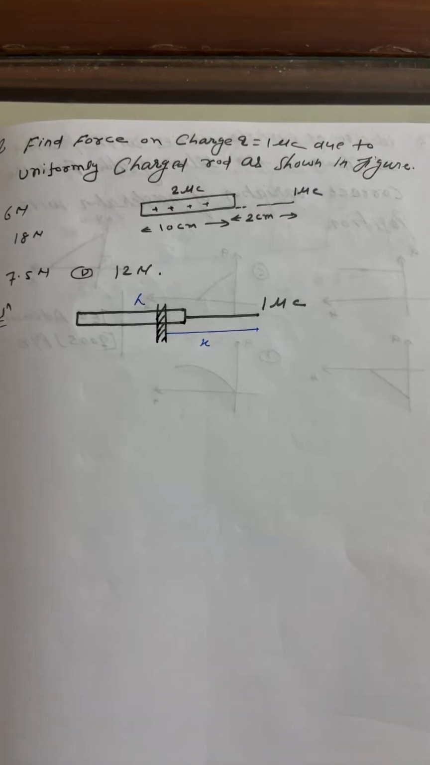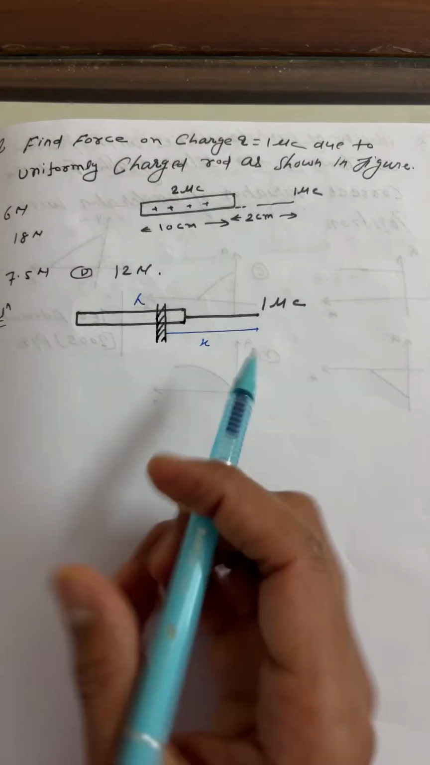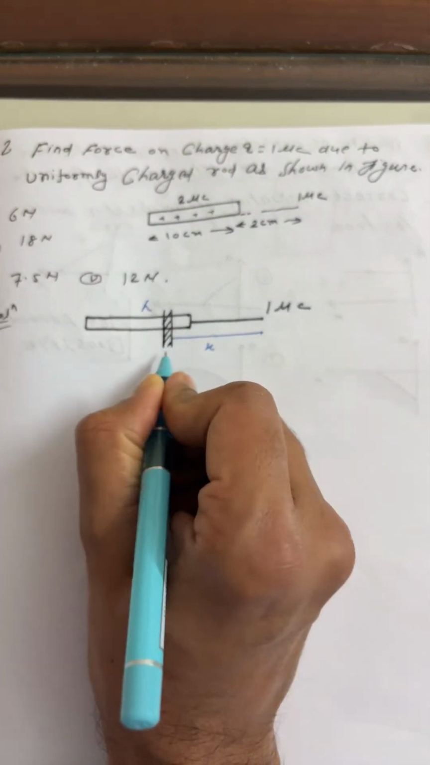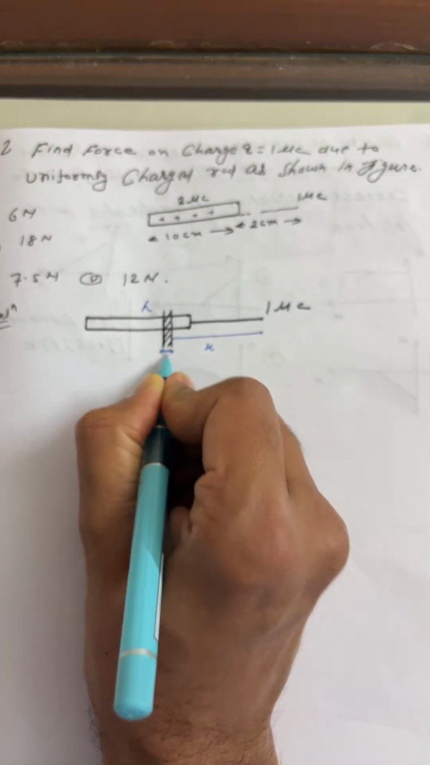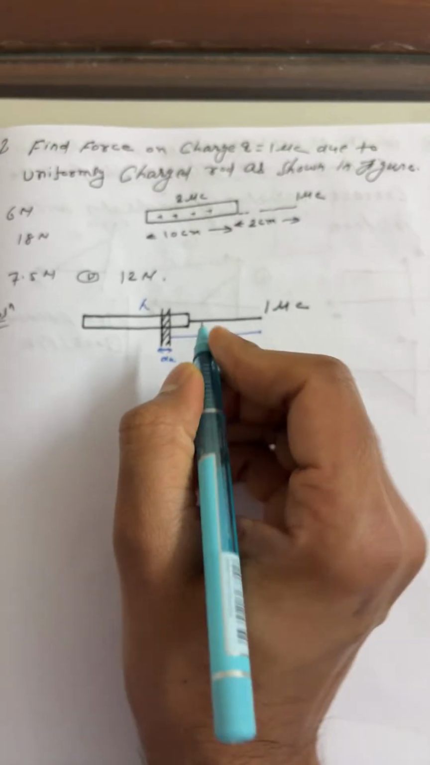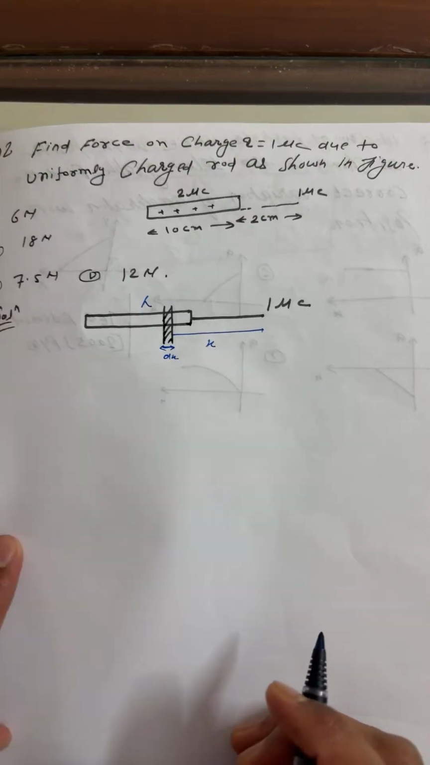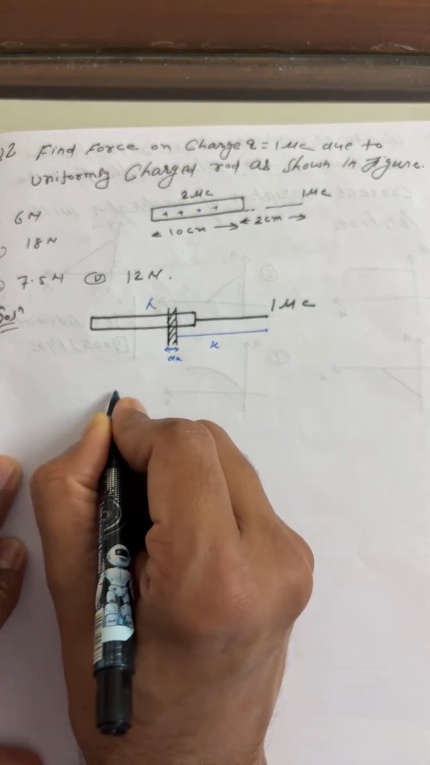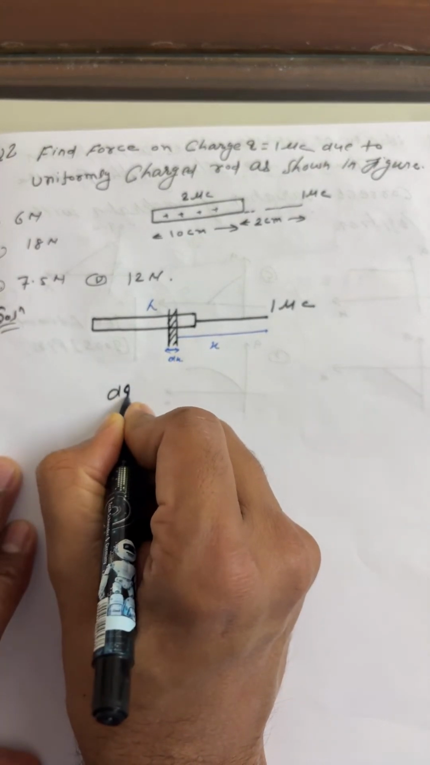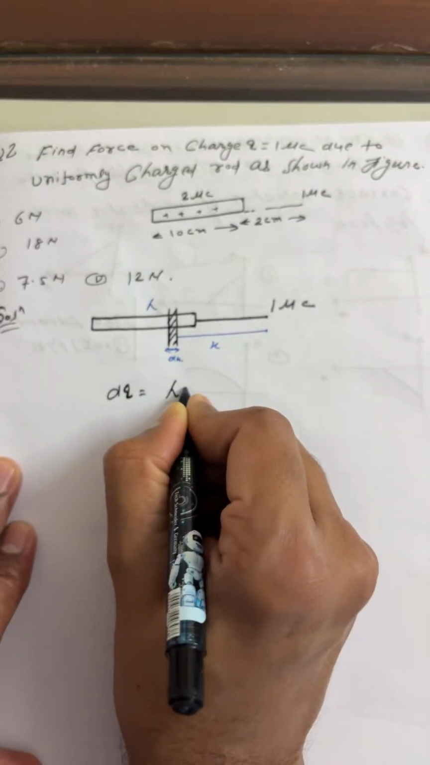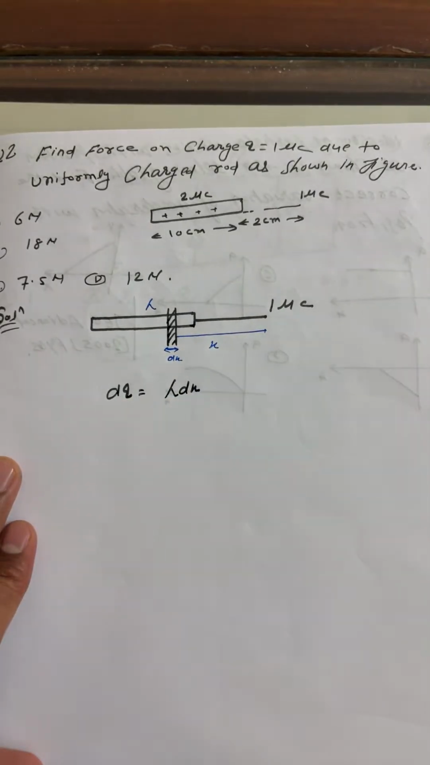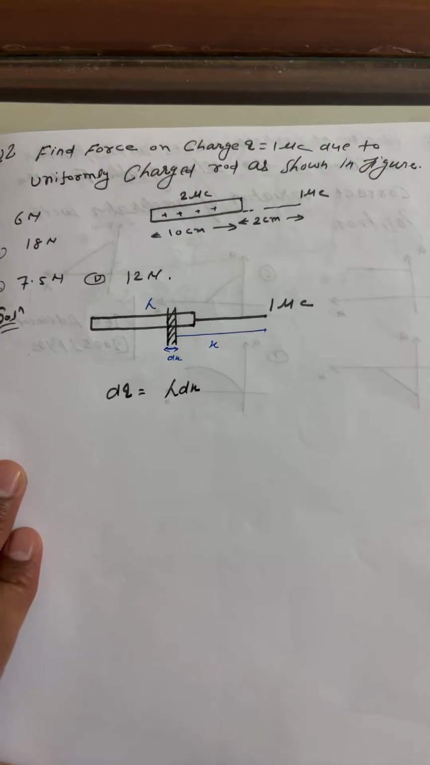Now, for this question, you have to move x and take an element. The element is dx. So you need to write the elemental charge. What is the elemental charge? You can say this is dq. dq is nothing but lambda into dx.